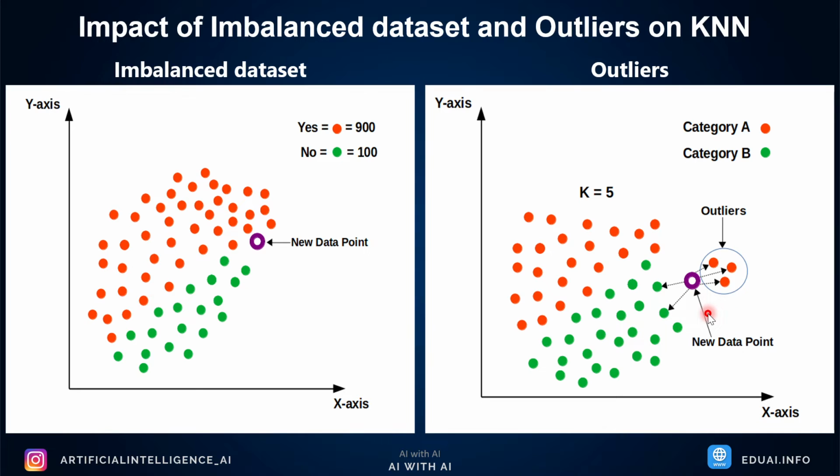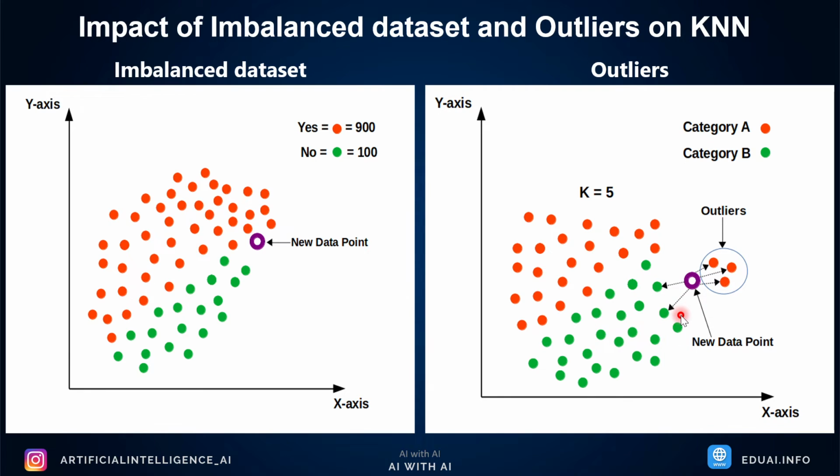Again, if I select the value of k as 5, then 1, 2, 3, 4, 5. The maximum number of neighbors that I have is red, so it will become red, but that may not be the right situation. These are just the outliers, right? And this point is actually nearer to these green ones. Even if I draw a logistic regression line here, this would fall under the green category.